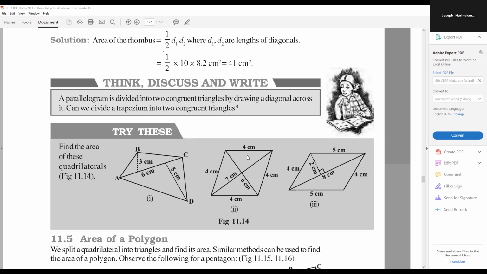That's all. What about this rhombus? The diagonals are given only, I think here 4 centimeters. So 7 centimeter one diagonal and the other diagonal is 6 centimeter. So you can easily find out the area.